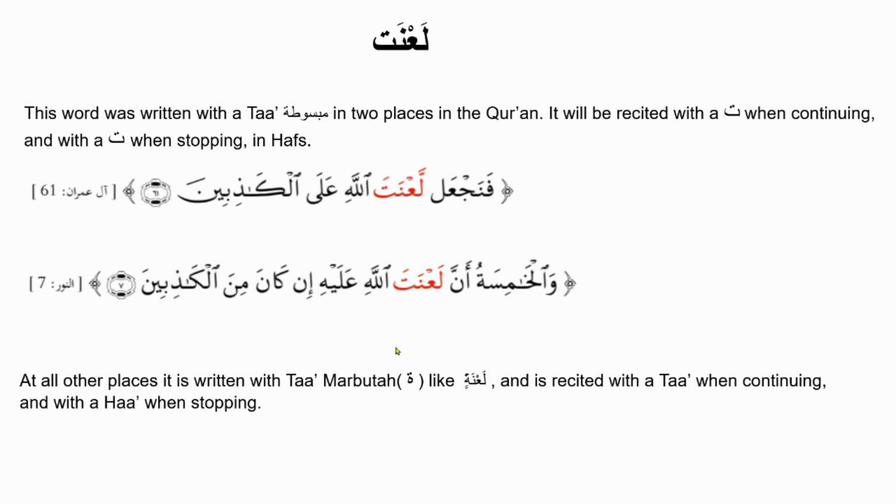And this word is written in the Quran in 2 places with ta mabsuta. And upon continuation, we will say la'anatallahi. And upon stopping on this word in the recitation of Hafs, we will say la'anat. And at all other places, you will find it written with ta marbuta, and upon continuation, we will follow the vowel of ta marbuta, and upon stopping, we will change ta marbuta into ha sakina like this, la'na.